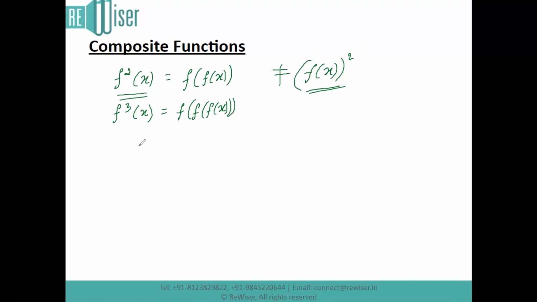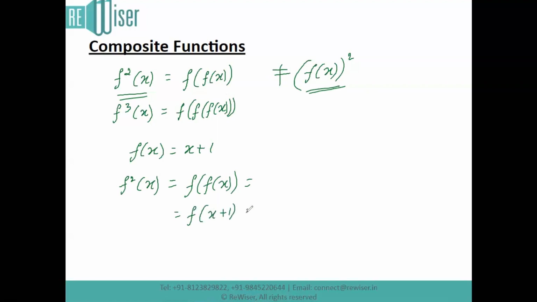For an example, let's say f of x is x plus 1. If I want to find out what is f square x, as I just said, f square x is nothing but f of f of x. So this is going to be f of x plus 1. If f of x is x plus 1, then f of x plus 1 means replacing x with x plus 1, which is x plus 1 plus 1, nothing but x plus 2. So the value of f square x is x plus 2.